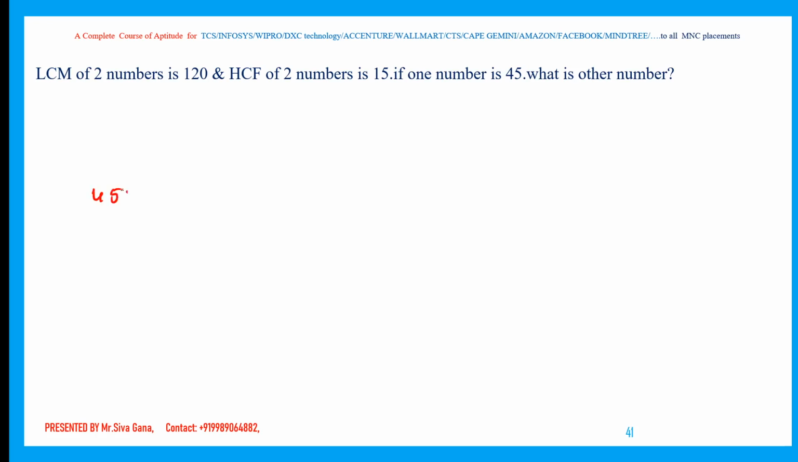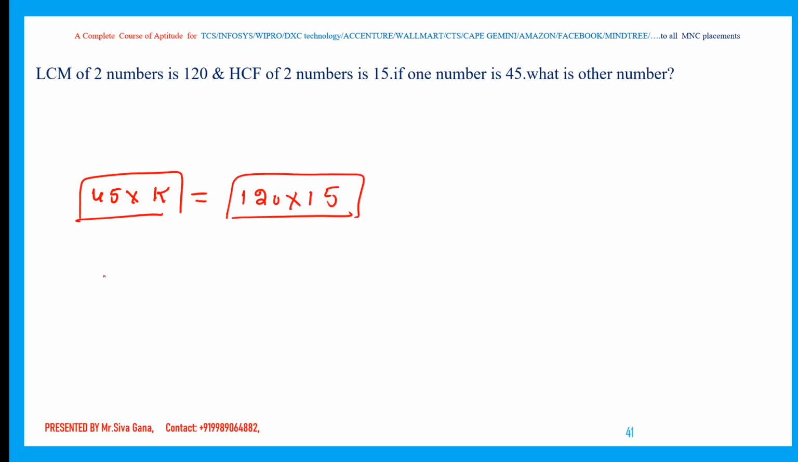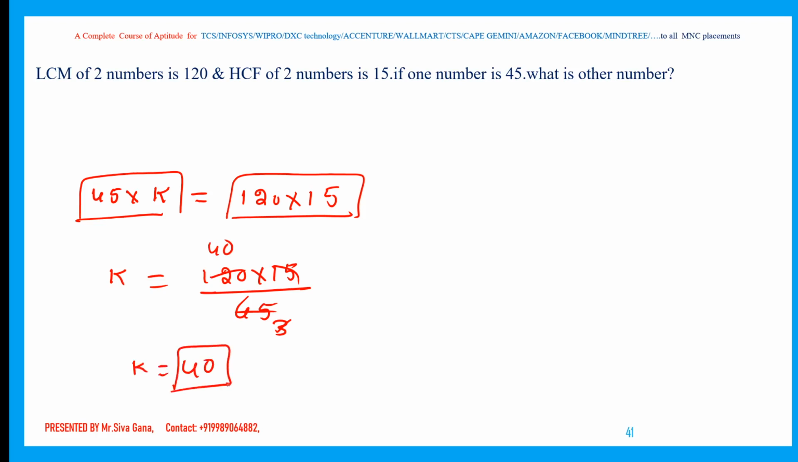If one number is 45, let us say the other number is k. The product of the two numbers is equal to LCM into HCF. That is the first property I am applying. Therefore, the other number k is equal to 120 into 15 divided by 45. 15 threes are 45, so k is equal to 40, which is the other number.